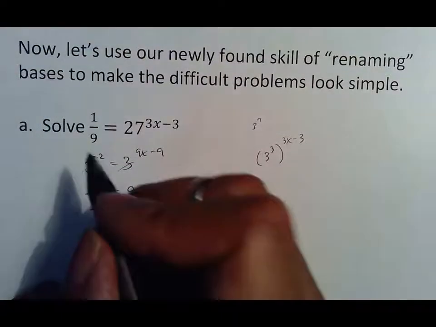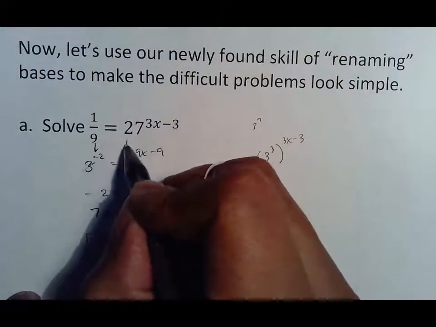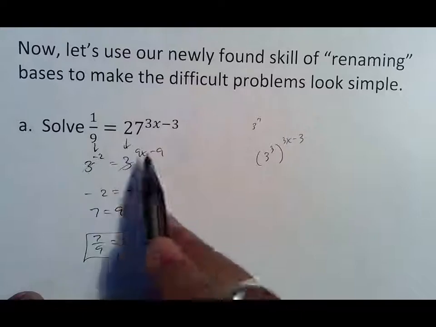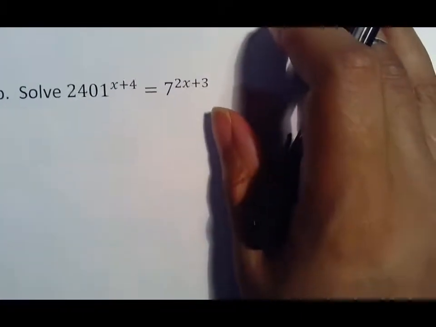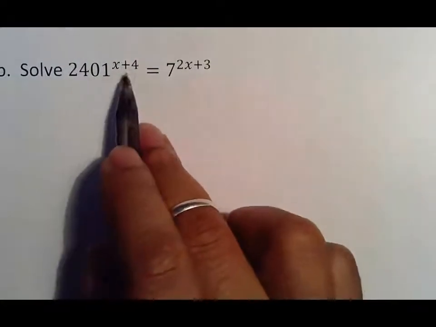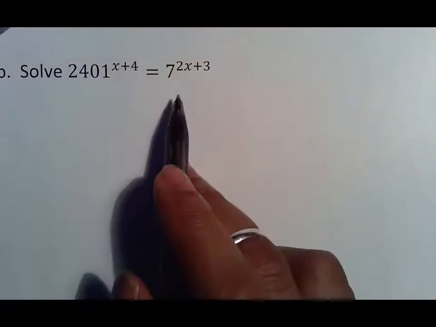But the whole thing is based off of, can you rename these two with the same base? Once you get the same base, the problem is easy. It's just getting to that point and making sure you know that that's the strategy. 2401 to the x plus 4, 7 to the 2x plus 3.